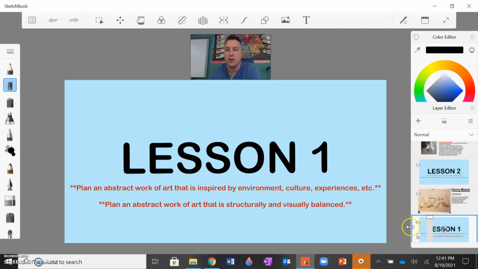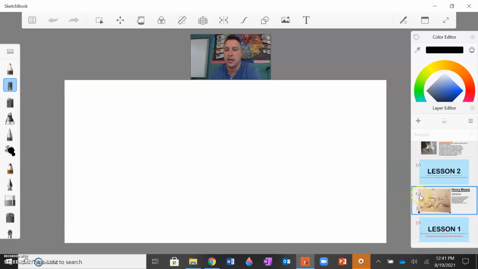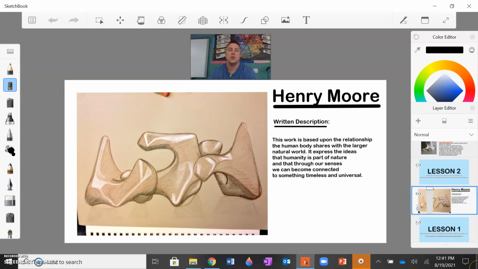All right, so let's take a look at what that's going to look like. I'm going to go to the next slide here. All right, so to demonstrate this, I'm basically going to show you what your generic sketch should look like and what your written description should look like.